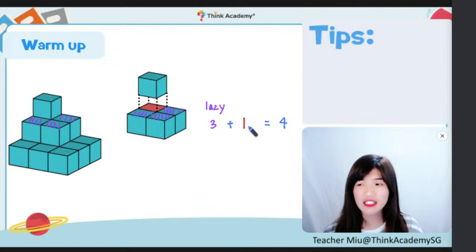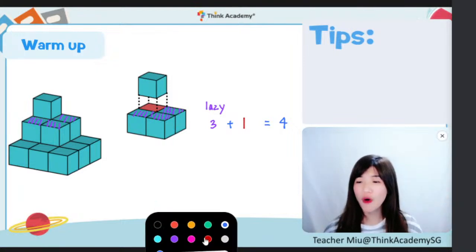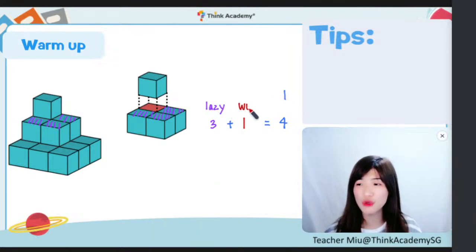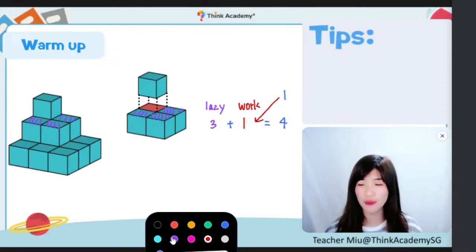Then you might ask, Teacher Miu, how do I know how many cubes are working? They are working to support the upper layer. So how many cubes are there on the upper layer? Then you need that many more cubes to work. That's how we can get it. All right. And then what about the next layer? Then how many cubes for the last layer? That must be the lazy cubes that we can see.